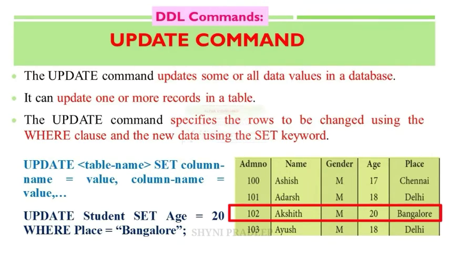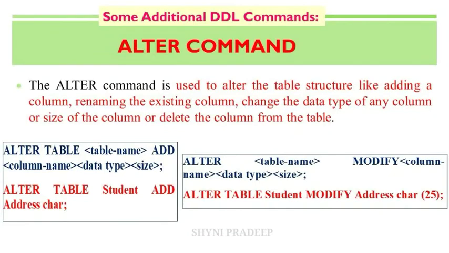Next, let us see about some additional DDL commands. First command is the alter command. The alter command is used to alter the table structure, like adding a column, renaming an existing column, changing the data type of any column or the size of the column, or deleting a column from the table. See, this is the syntax: alter table, next you have to write the table name, next add, next the column name, next data type, next size.